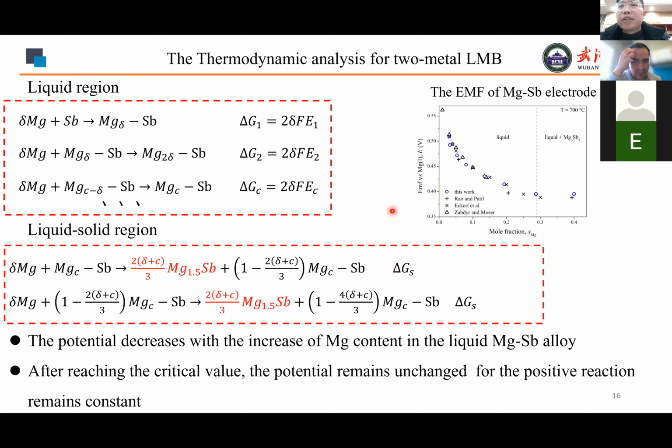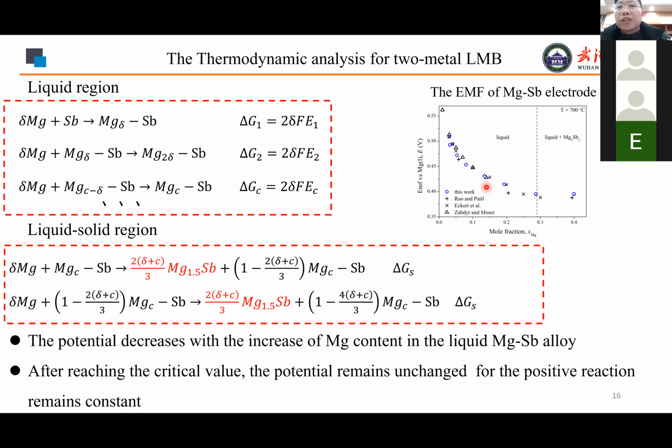Similarly, we first analyze the binary metal battery, the magnesium antimony battery. The discharge reaction is that magnesium reacts with the liquid magnesium antimony alloy to increase the magnesium content. From the reaction Gibbs free energy equation, when the alloy electrode is liquid, the positive potential becomes lower with the increasing of magnesium content.